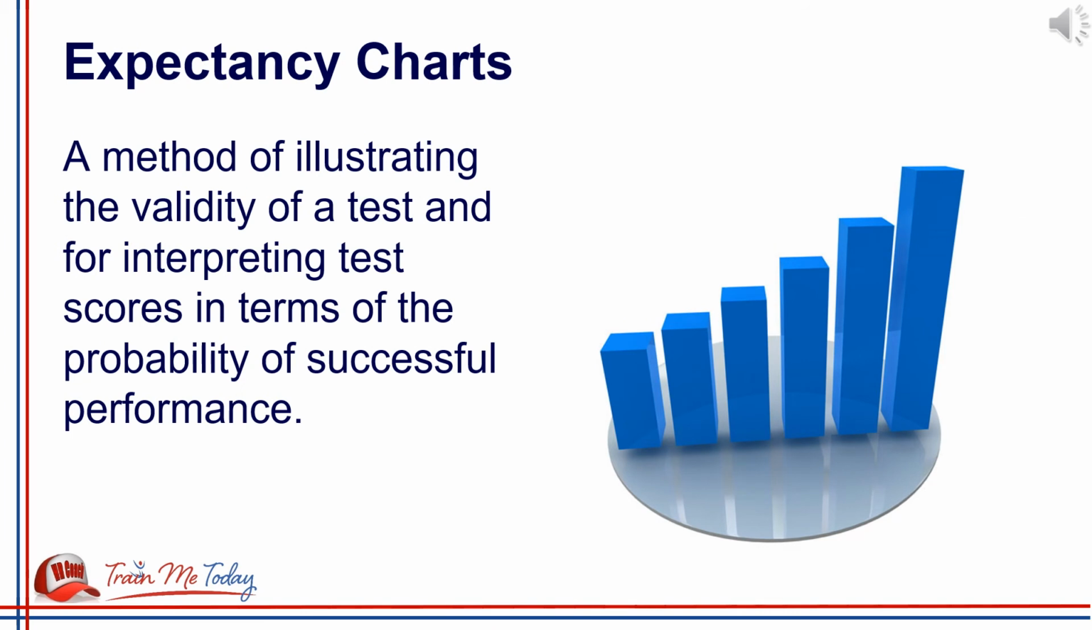An expectancy chart illustrates the percentage of employees in a given predictor category that are successful in the specific job. This helps visualize the types of selection methods available and which would produce the best candidates for the job.